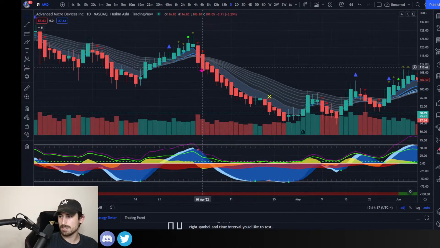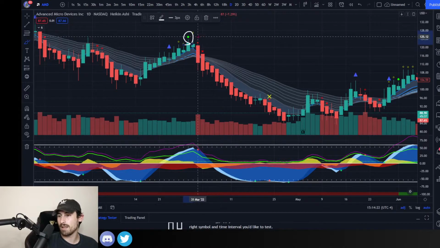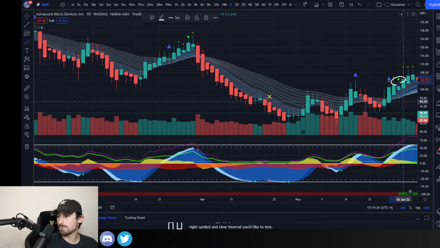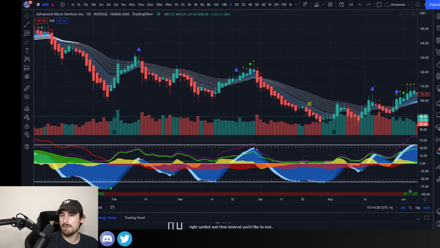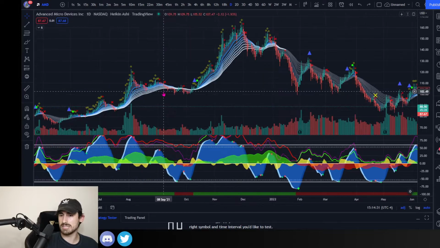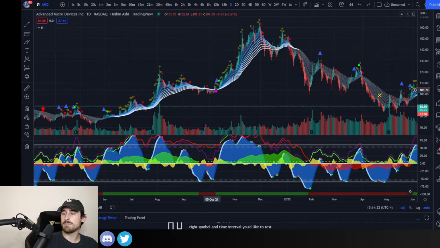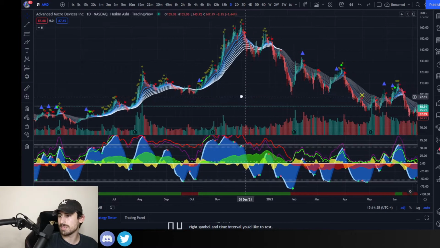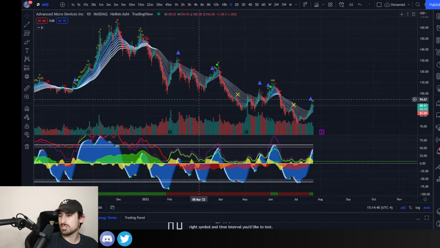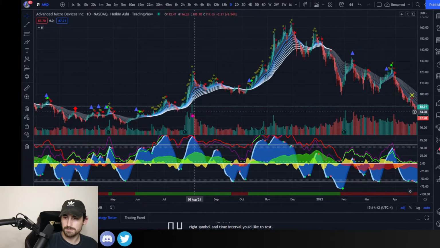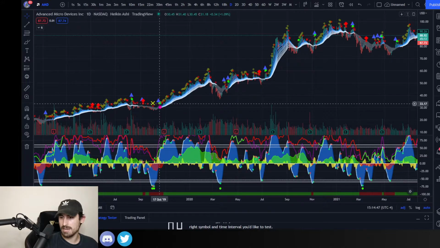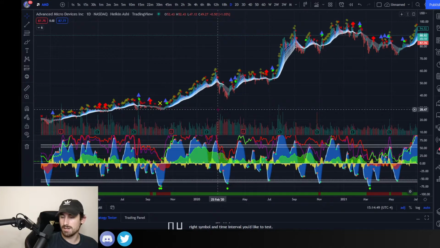The green dots, you can see the green dots on Market Cipher A right here basically meant nothing, right? It sold off right afterwards. Right here as well, right? It doesn't mean much. So I almost never look at those green dots. Sometimes it works, like right here it gave the green dot signal and it worked. It went into a nice uptrend. But sometimes it's just absolutely terrible and really does nothing. Like right here, it gave it before a nice big trend.